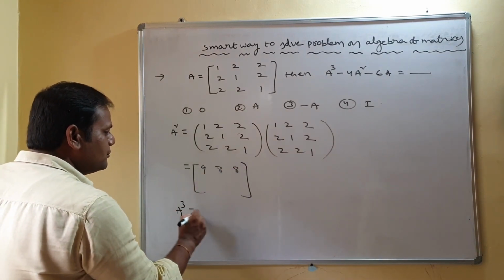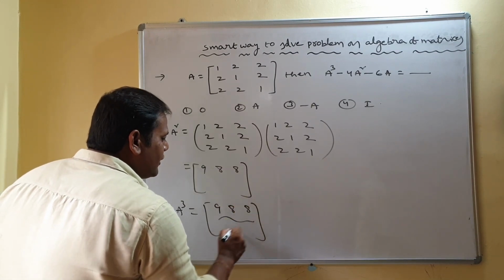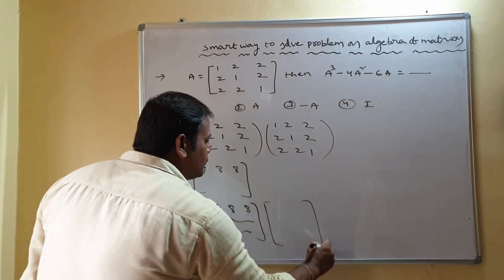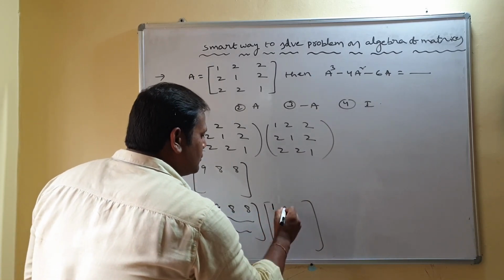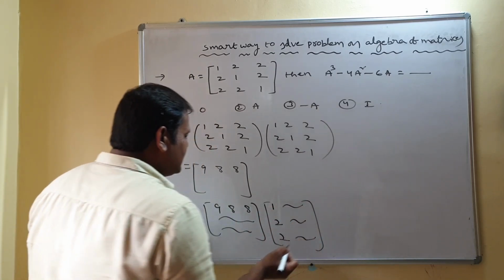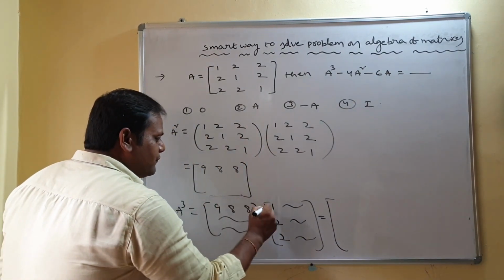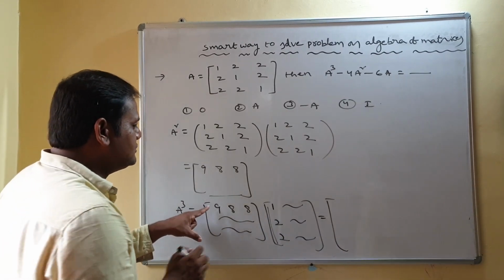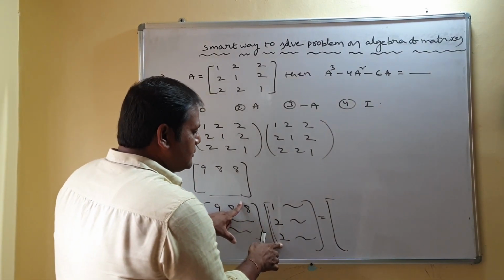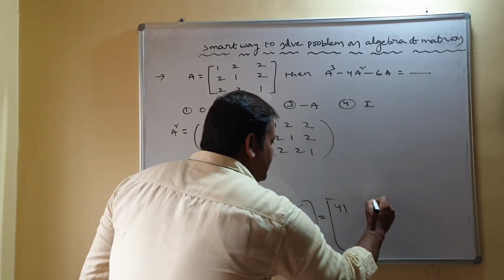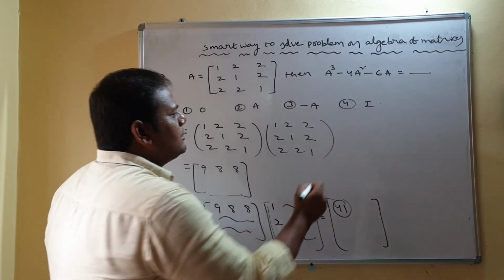Now we take A cube. What is that? A square into A. So 9 8 8, whatever the rest may be, leave it, into A. In A, just take the first column 1 2 2. The remaining, whatever it may be, leave it. Our target is only the first element. So multiply the first row and first column. What do you get? 9 plus 16 plus 16, that is 41. So the first element in the A cube matrix is 41.